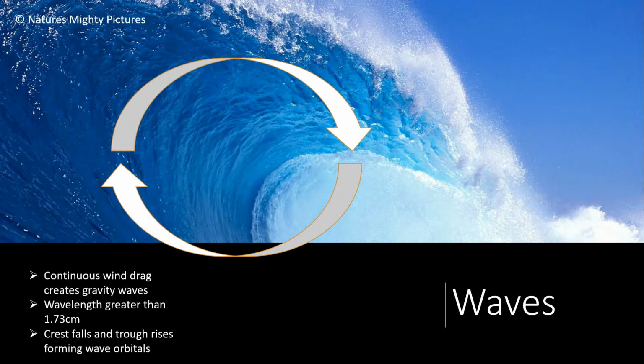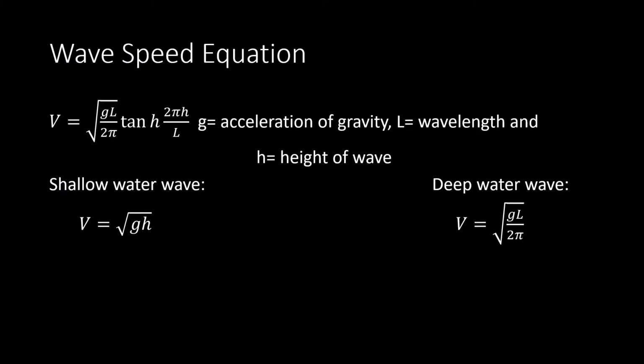As the water molecules at the crest of the wave move forward, the water molecules in the trough travel backwards. This causes a circular movement of water to form in the wave known as a wave orbital. The speed that a wave is travelling can be calculated using the equation v equals the square root of gL over 2 pi tanh(2 pi h over L), where g equals the acceleration of gravity, L equals the wavelength, and h equals the height of the wave.